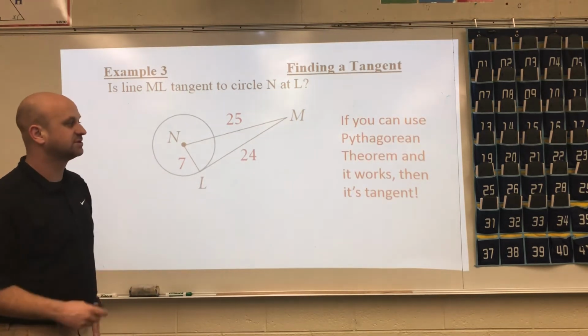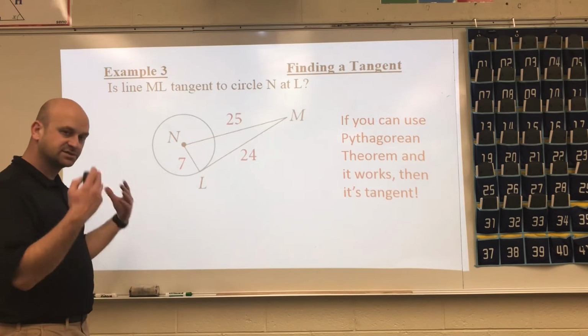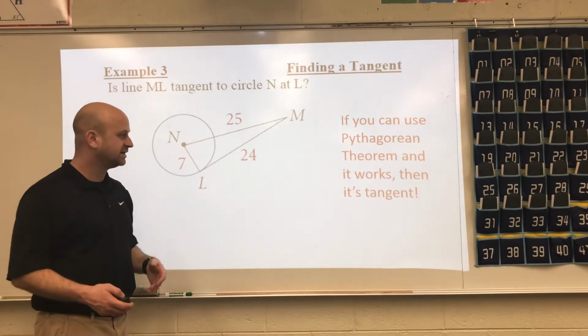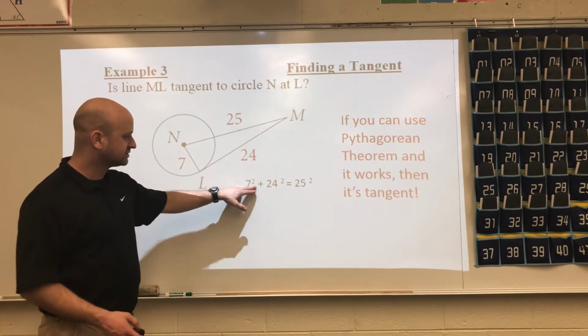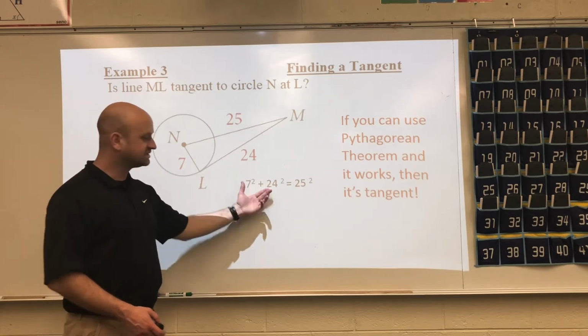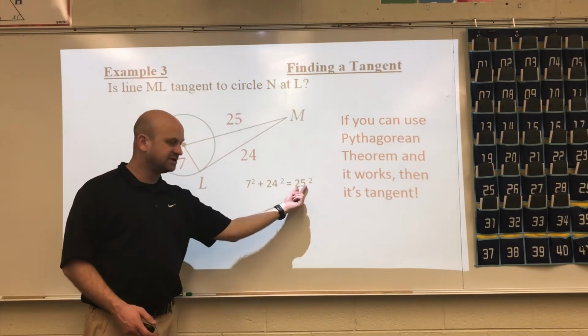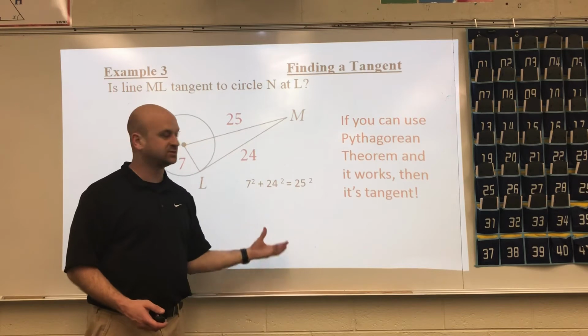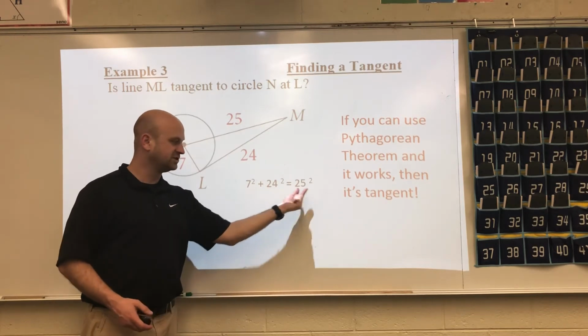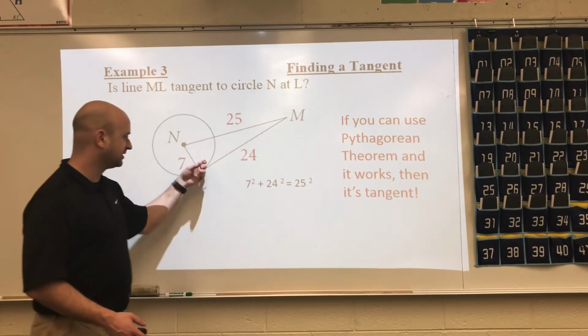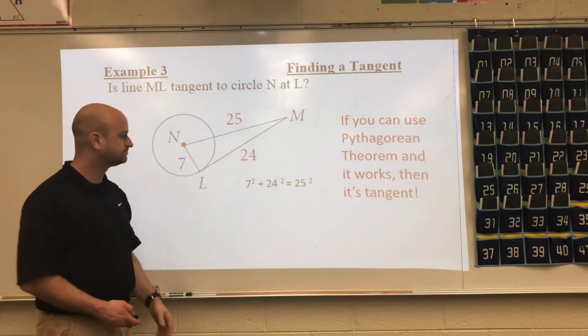And so again, we're going to use Pythagorean theorem. And if it works, then it's tangent. If it doesn't work, it's not. And so what we find is 7 squared plus 24 squared is 625. And over here, 25 squared is 625. So since the left side equals the right side, then we know that this is in fact a tangent line.